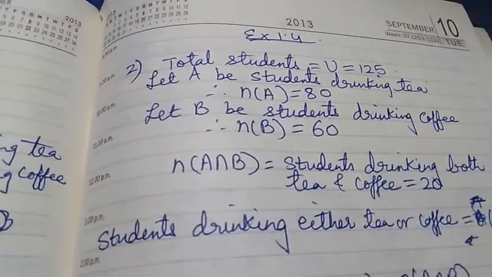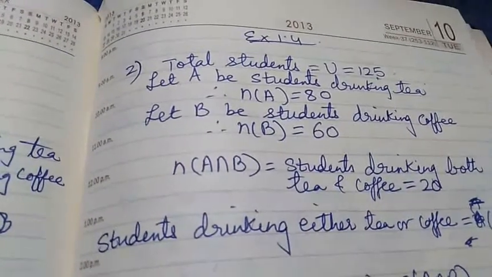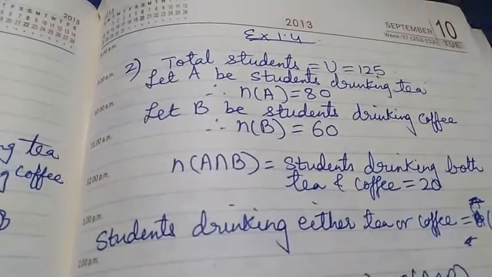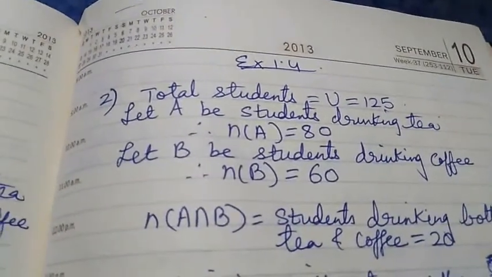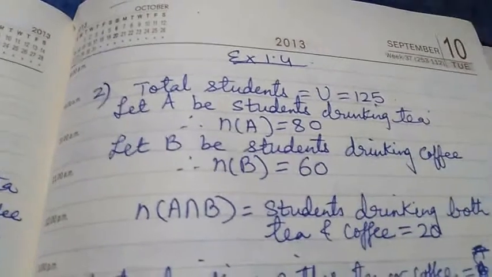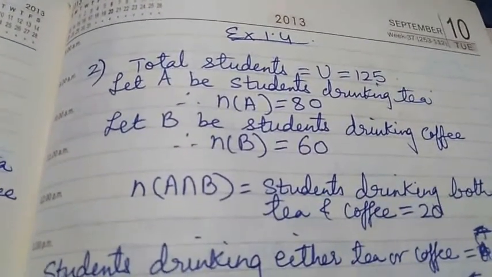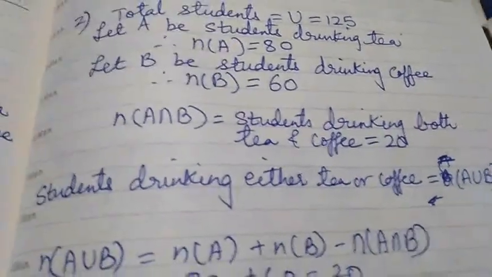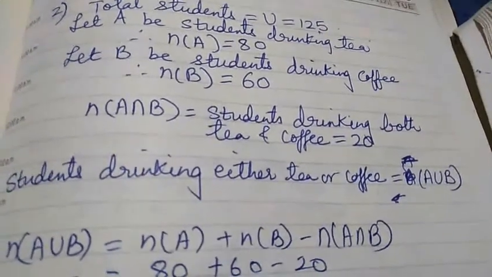Given that in a hostel there are 125 students, out of which 80 drink tea, 60 drink coffee and 20 drink both tea and coffee. You have to find the number of students who do not drink tea or coffee. First understand the sum and write down the given. Total students is U, the universal set, 125. Let A be the students drinking tea, so N of A is 80. Let B be the students drinking coffee, so N of B is 60. N of A intersection B, students drinking both, is 20.